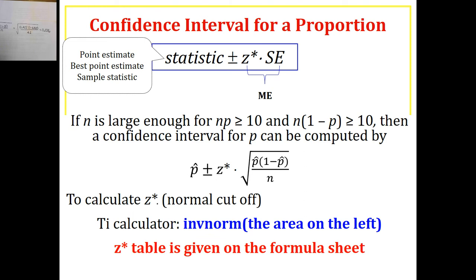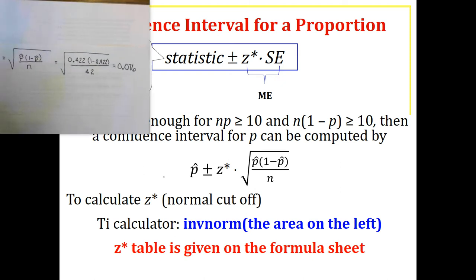It says the z value is the normal cutoff, and we know that. On a TI calculator, to do this, we use the inverse norm, area to the left, and the z table is given on the formula sheet. Well, I showed you on the formula sheet where a couple of them were. I showed you, for instance, the 99%. I showed you the 90.